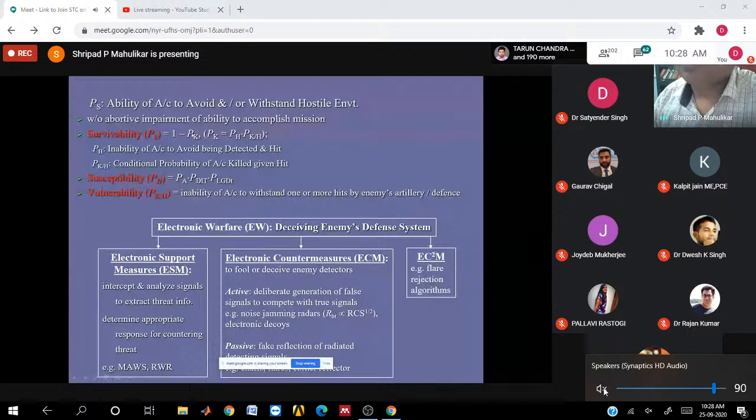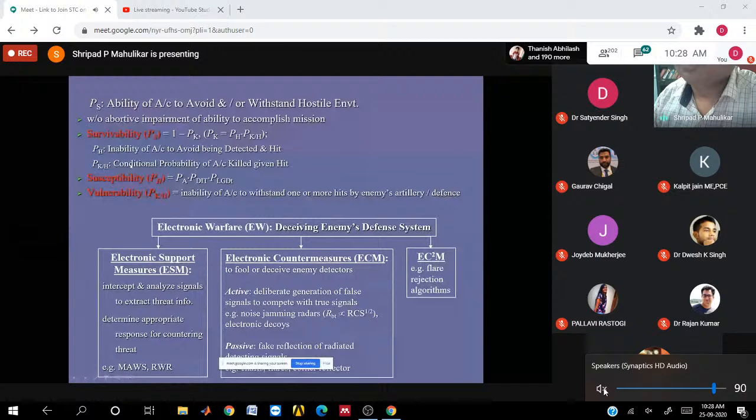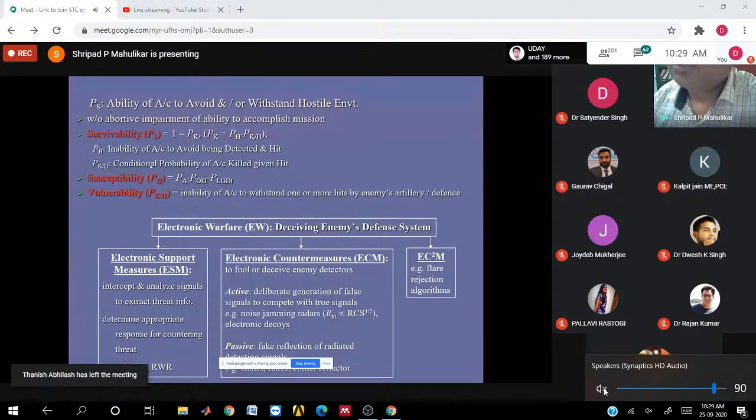PK is the probability of kill, and the probability of kill is the product of susceptibility and vulnerability. PH is the susceptibility. It is the inability of the aircraft to avoid being detected and hit. So susceptibility is the probability of hit. And PK by H is the conditional probability that the aircraft is killed given a hit, which is called vulnerability. So these are two different probabilities. The product of these two probabilities is the probability of kill, and 1 minus the probability of kill is the survivability.